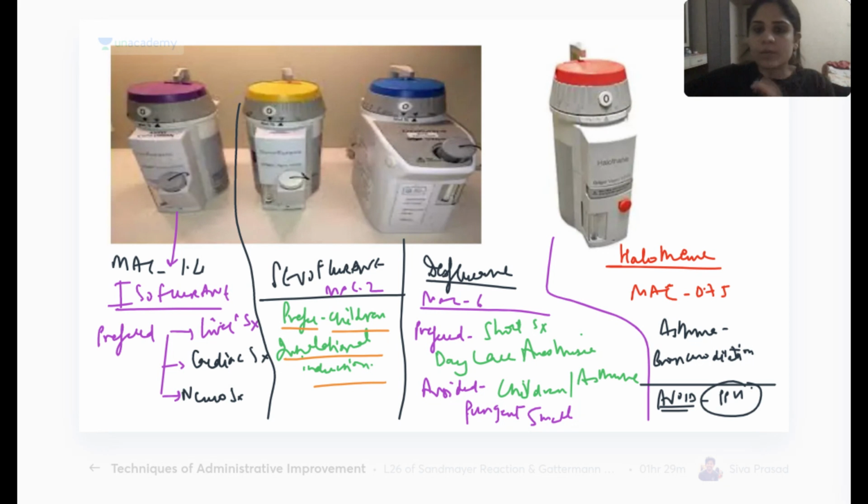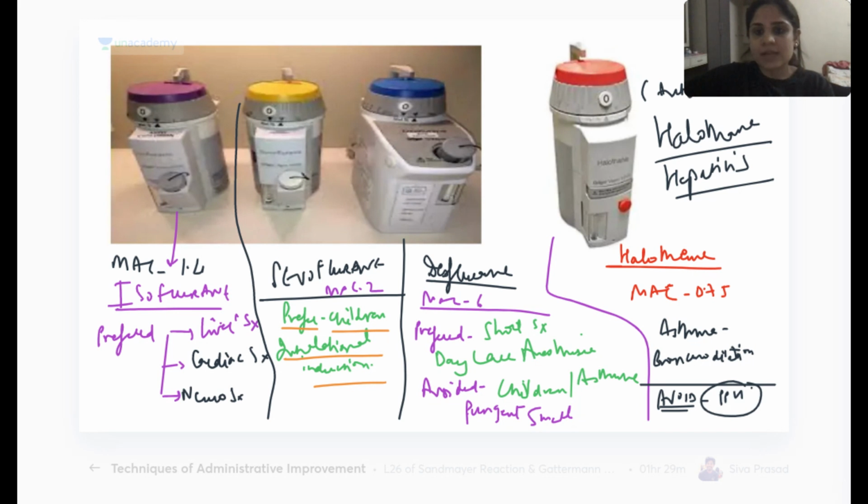Okay. Now, a very important thing about halothane that they ask in the exam is halothane hepatitis. Anyone heard about this halothane hepatitis? Not hepatitis E. No, no. It is an autoimmune type of hepatitis.